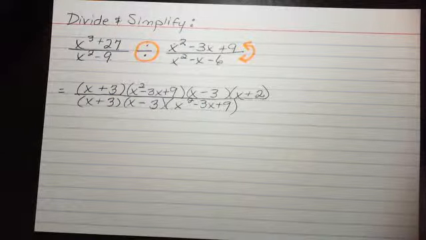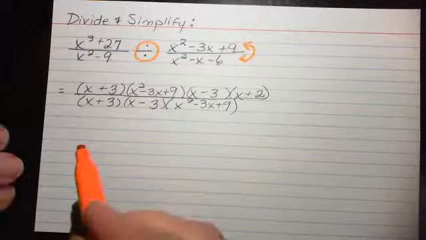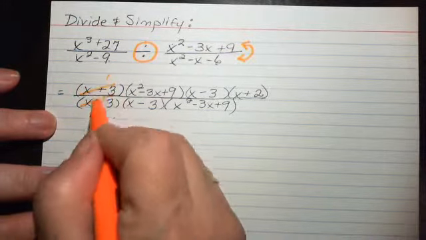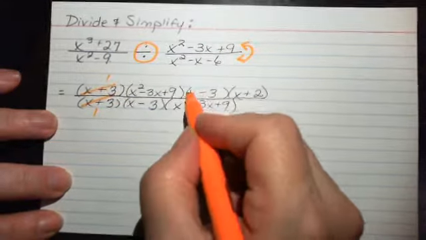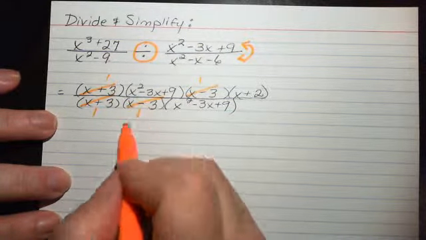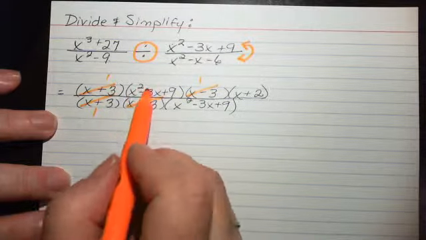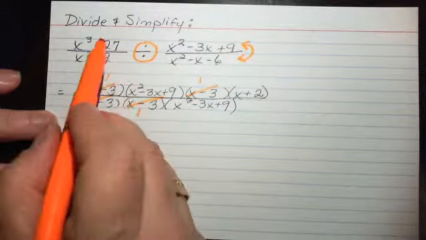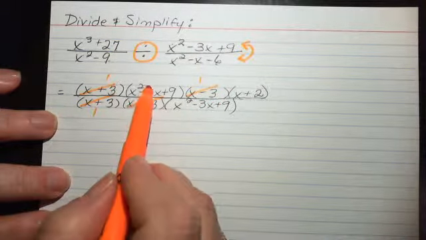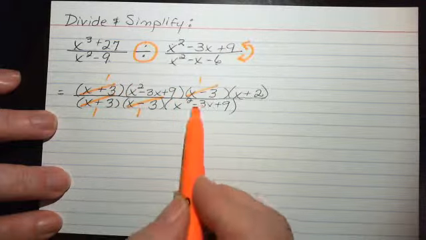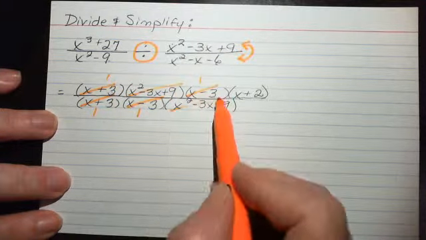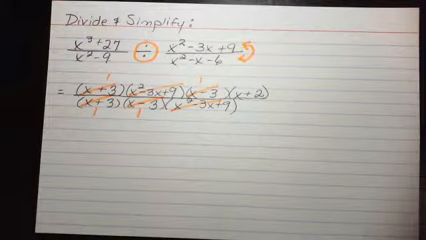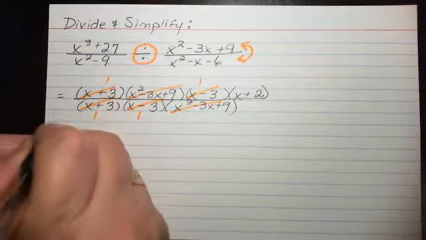Now we can look for factors of 1 to remove. Are there any matching factors in the numerator and denominator? Here's an x plus 3 and an x plus 3. Here's an x minus 3 and an x minus 3. And our trinomial here that did not factor happens to match this other factor here in the numerator, doesn't it? X squared minus 3x plus 9. They're matching factors. X plus 2 does not have anything to cancel with, no matching factor.